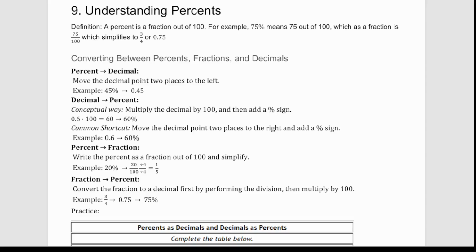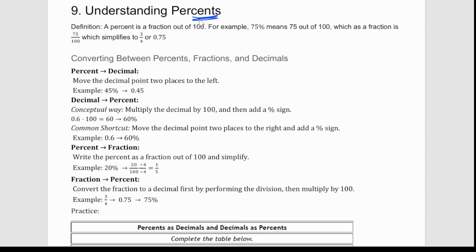Now let's talk about understanding percents, and in particular how to convert between a percent, a fraction, and a decimal. Percents, fractions, and decimals are all different ways of expressing parts of a whole, and depending on the situation, it may be more useful to use one or the other. By definition, a percent is a fraction out of 100.